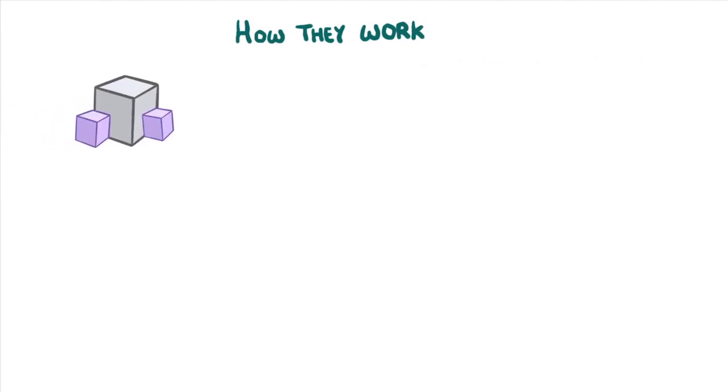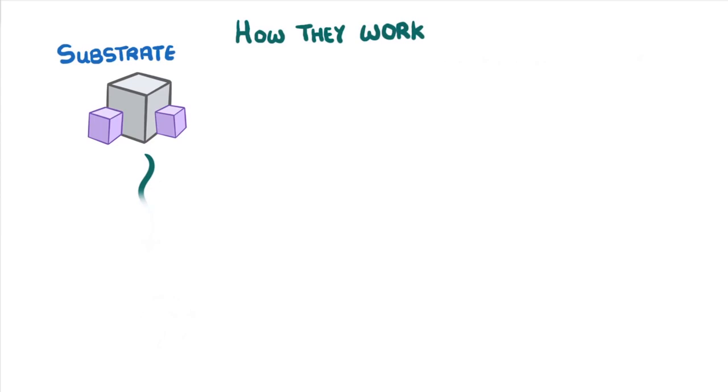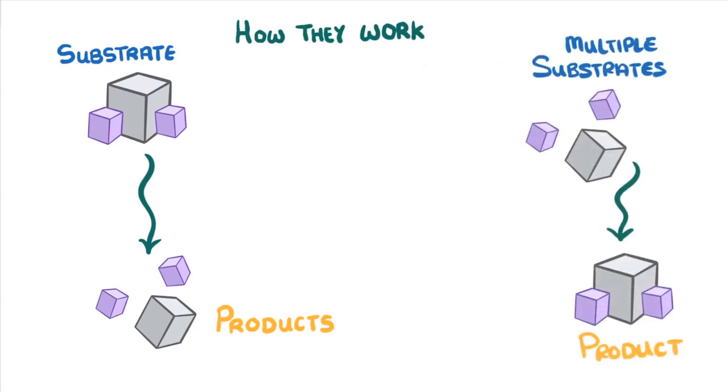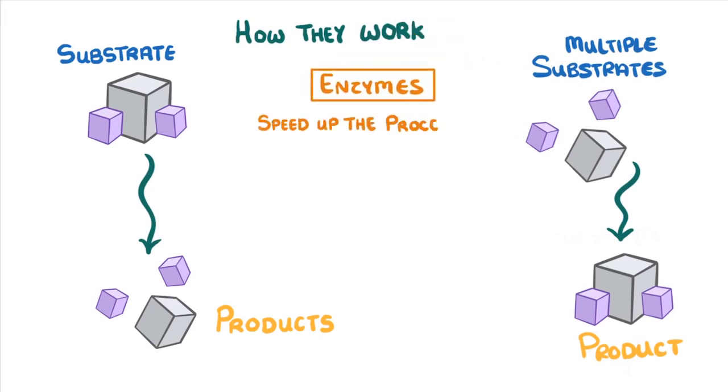So now that we know what enzymes are, we need to look at how they work. If you think about chemical reactions, they often involve taking one thing, which in biology we call a substrate, and breaking it into multiple parts, which we call products. Or it could be the reverse of this, where multiple substrates are combined to make a single product. Either way, all the enzyme does is speed up the process.